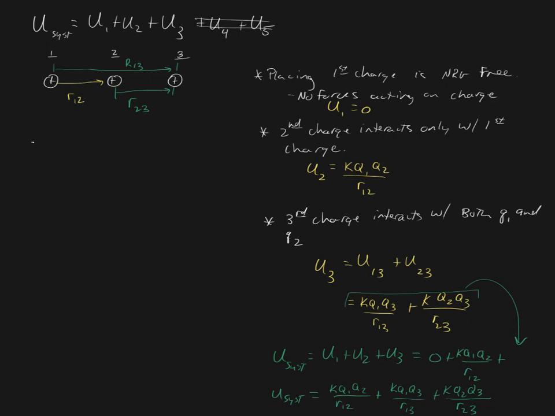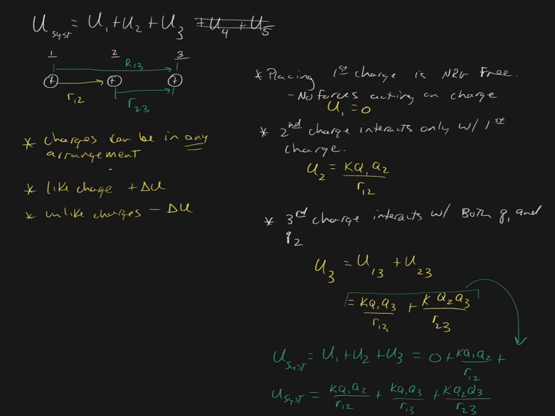Okay, so there's a couple of rules here. The charges can be in any arrangement. The second thing that is important to keep in mind is that like charges create a positive delta U, and unlike charges create a negative delta U.